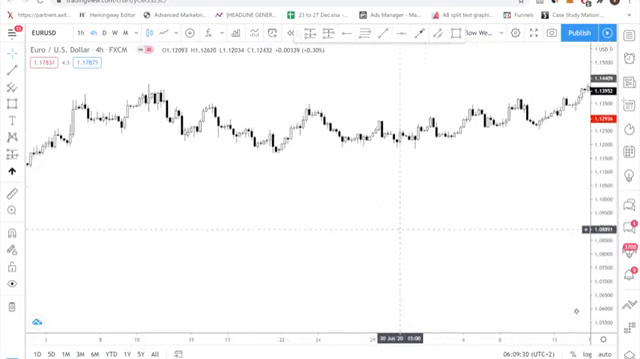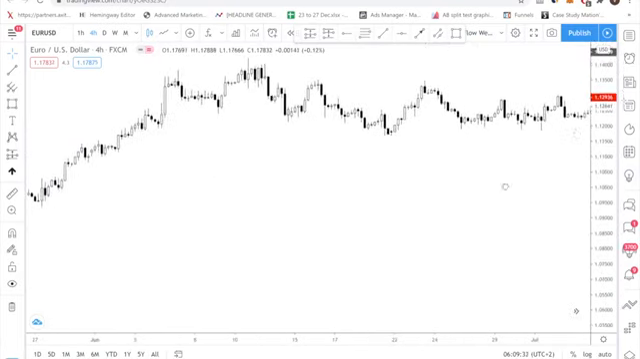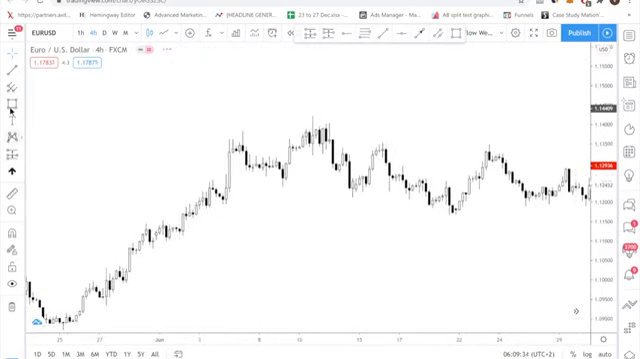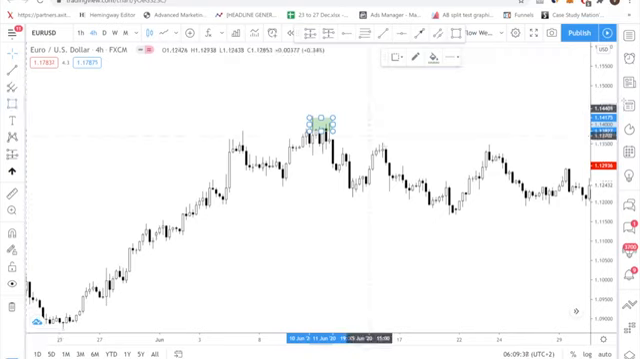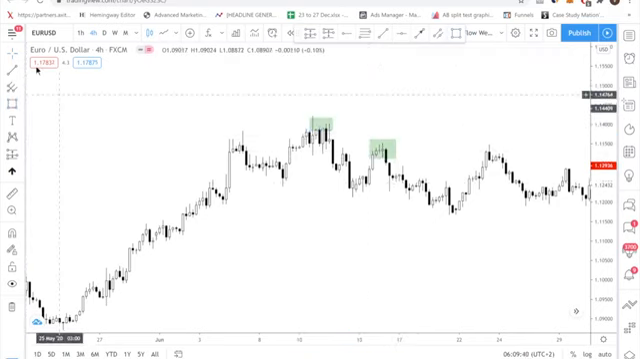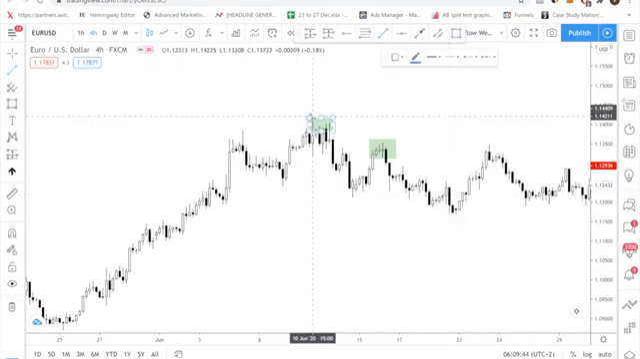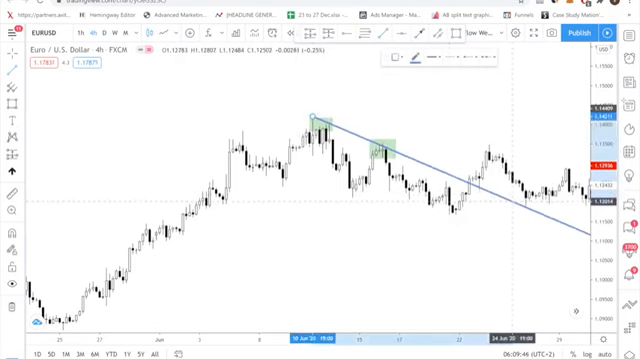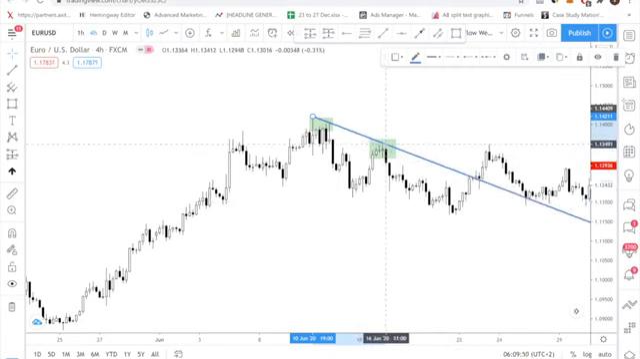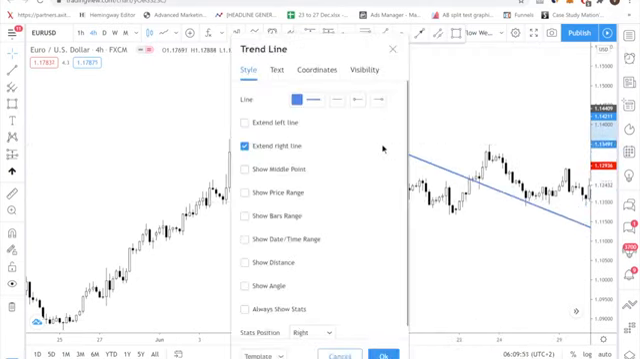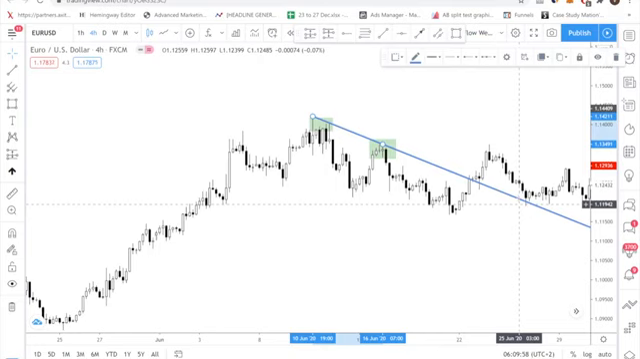Let me just carry on and show you more examples. Over here you can see that you have a swing high here, and you have another swing high here. So what you can do is use the trend line tool, take the high, and connect it. You can actually do it this way if you want to be more accurate. Then you can select this option called extend right line, which will extend it further for you.